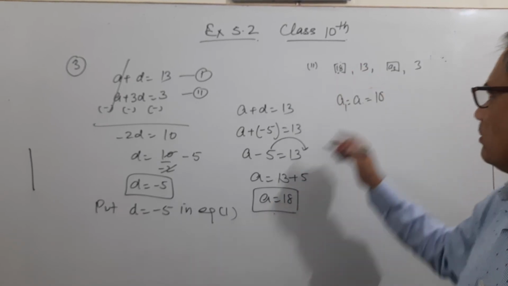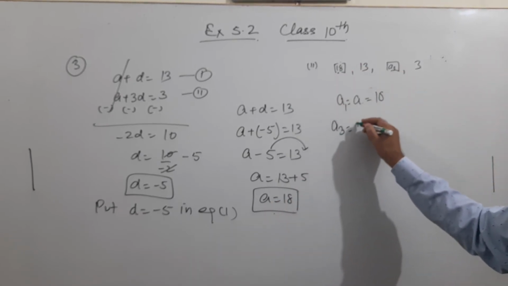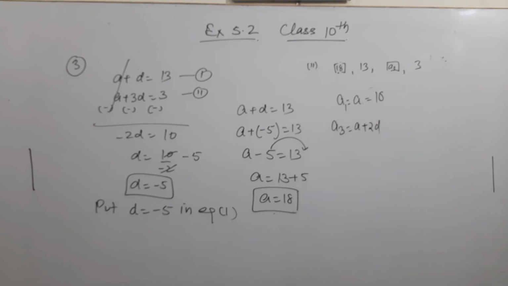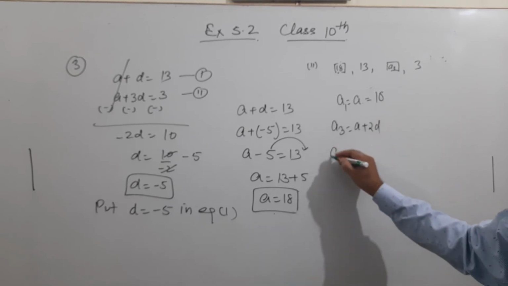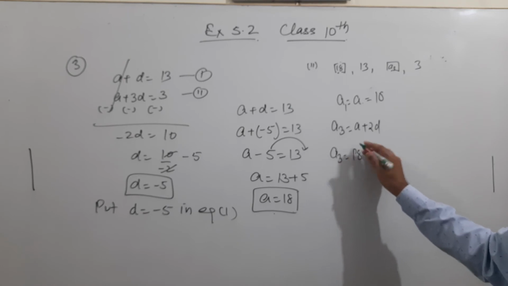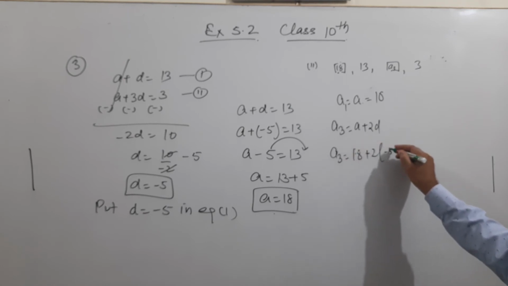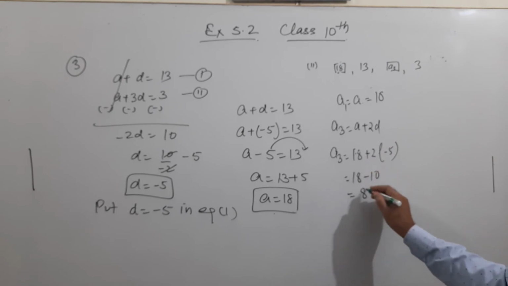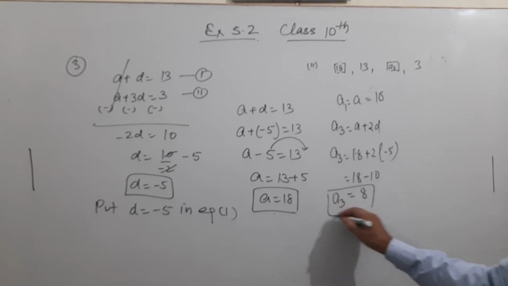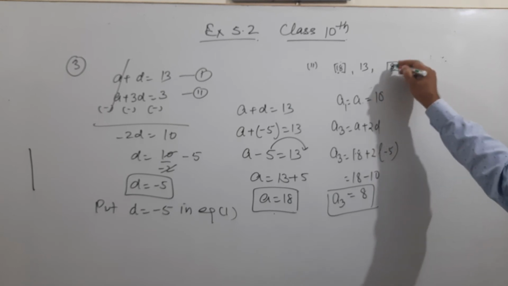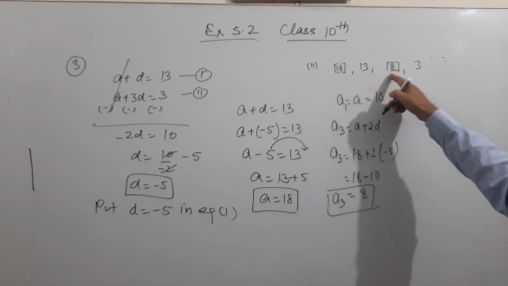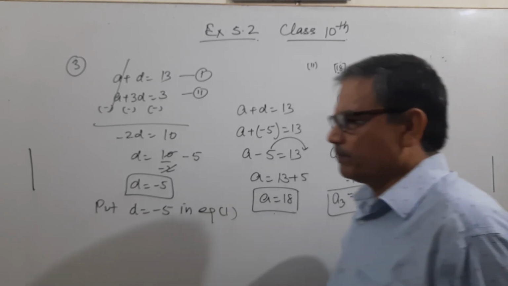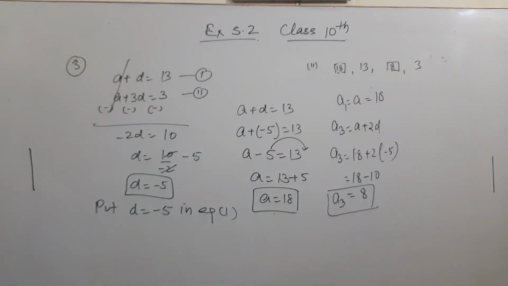And now here is A3, which is A plus 2D. Then A3 is equal to 18 plus 2 into minus 5, that is 18 minus 10, which is equal to 8. A3 is equal to 8. So the values are 18, 13, 8. After that, we will move to question number 5, fifth part.